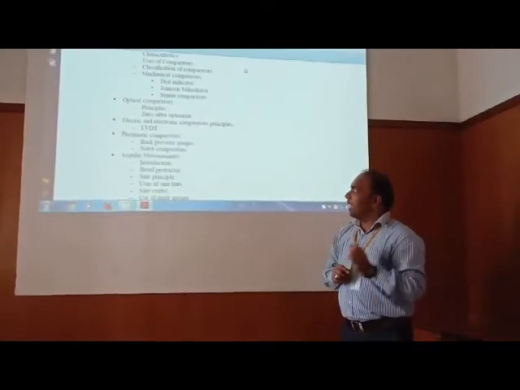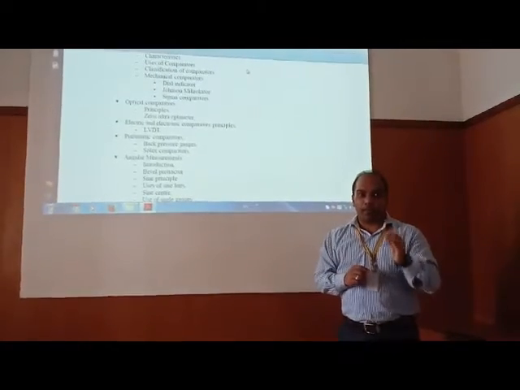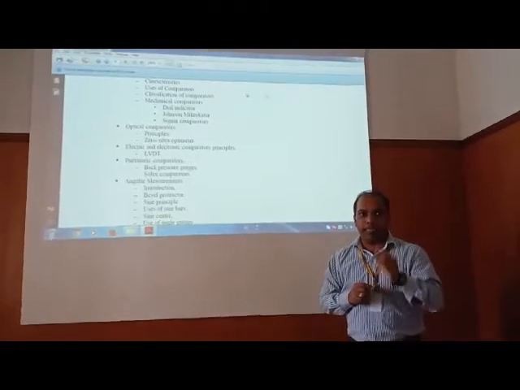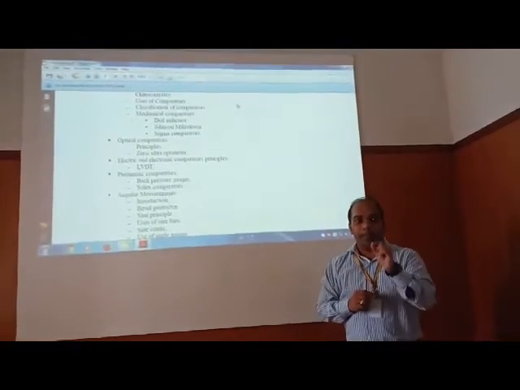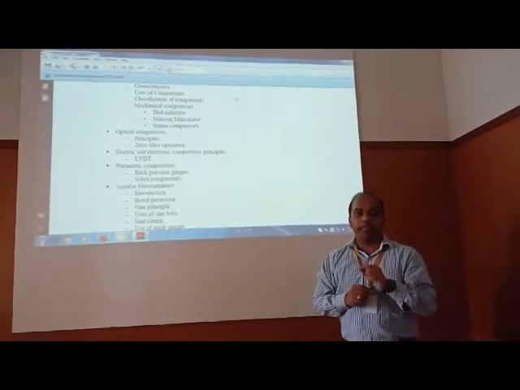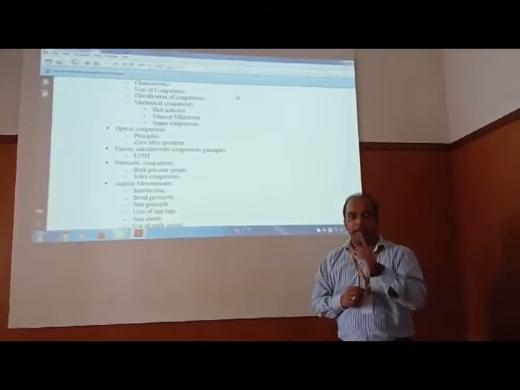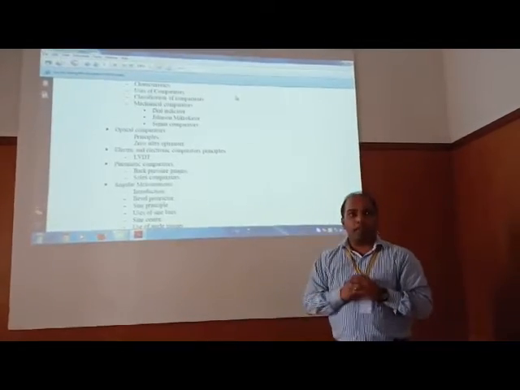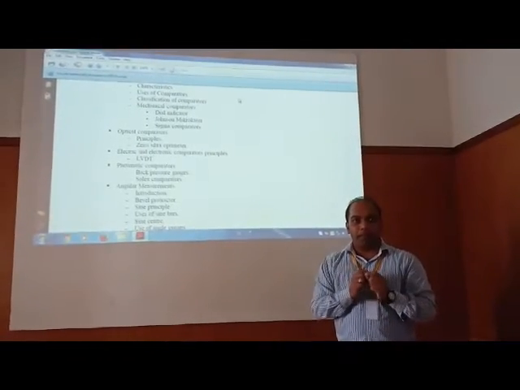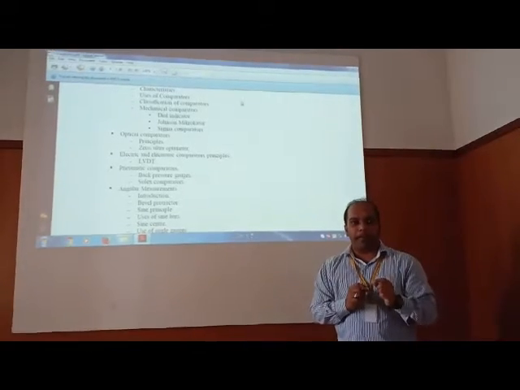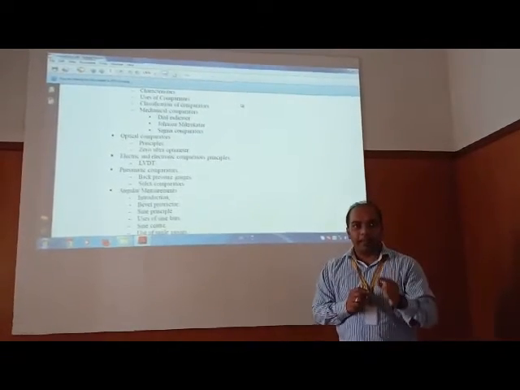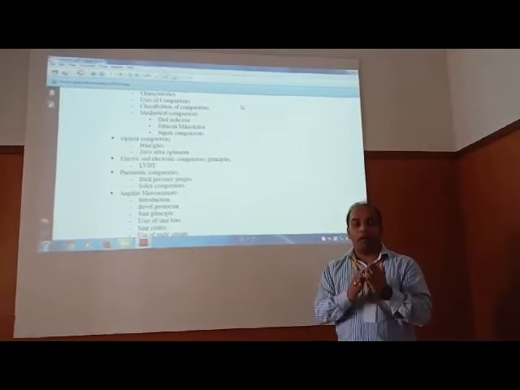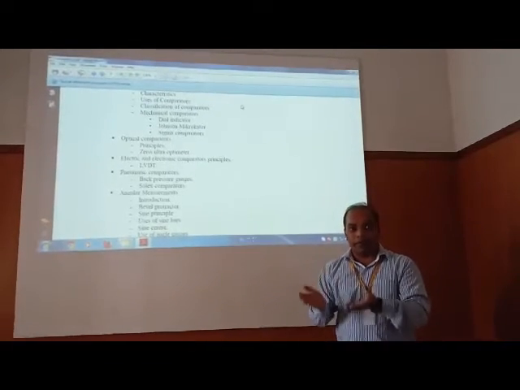Next category is electric and electronic comparators, where the most prominent version used is LVDT. Please mention the name LVDT, that stands for Linear Variable Differential Transformer. Next is pneumatic comparators. As the word defines, a pneumatic comparator uses air pressure, and the air pressure will be the key part to determine or compare the unknown with the standard.